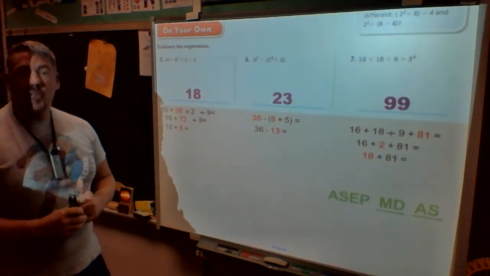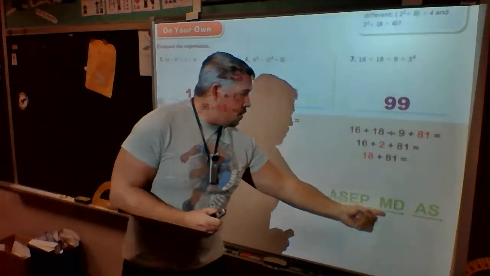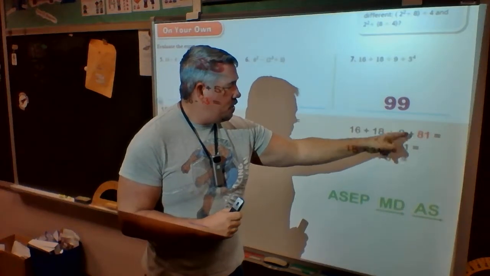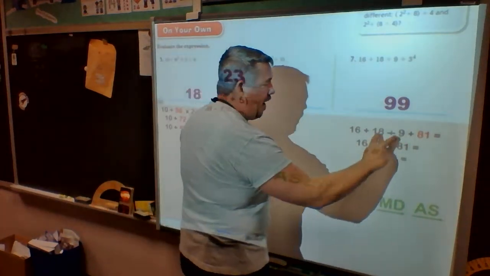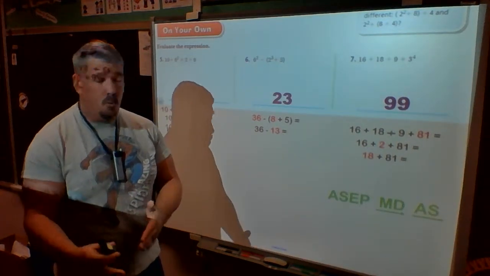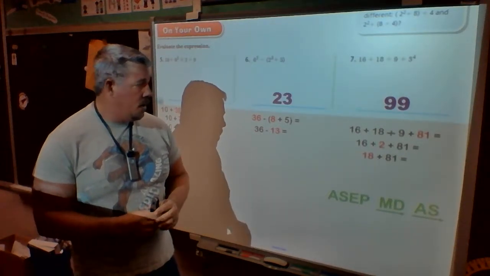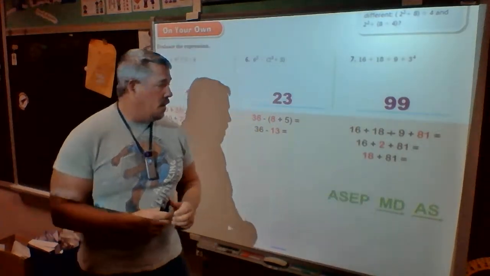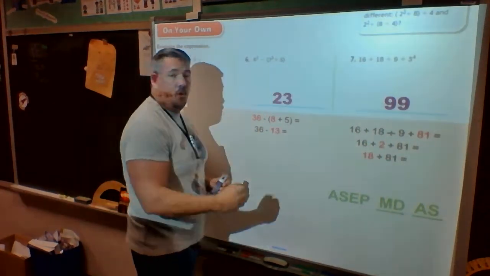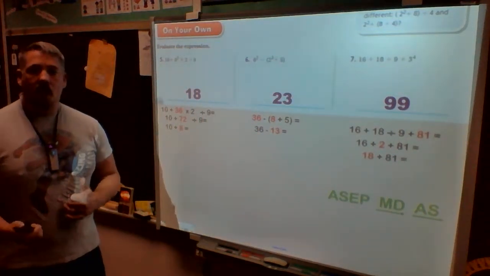Once I have that written down, then I look at my order of operations to figure out what I have to do next. Multiplication and division from left to right. I have addition, division, addition. So I have to do my 18 divided by 9 first. 18 divided by 9 gives me 2. So you'll see that my 2 there in red shows you what my next step was. And then I'm going to start adding. I have 16 plus 2 plus 81. Well, 16 plus 2 from left to right is 18, plus 81 gives me 99.